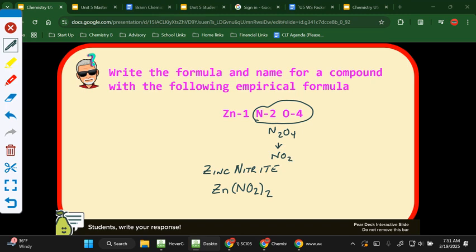Oh, now we're over budget. First question on your test. Doing 3 of these. Finding the formula, writing the name. Questions?